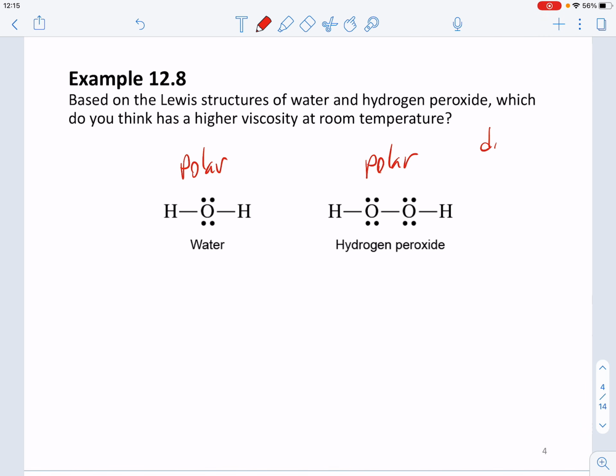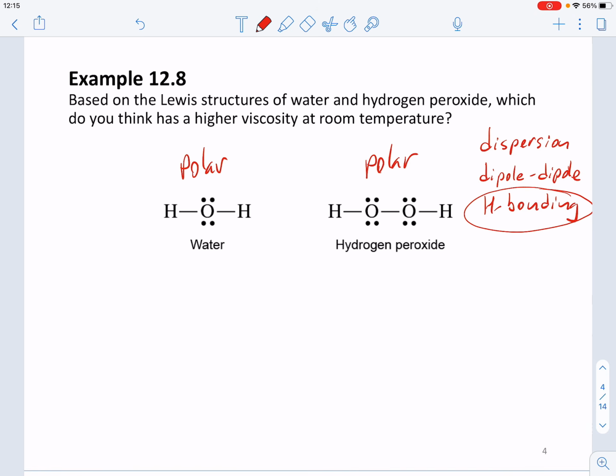So we have dispersion forces because they are molecules. We have dipole-dipole because they are polar molecules. And then we have hydrogen bonding because they meet all the requirements for hydrogen bonding. So we agree that in this particular case, hydrogen bonding would be the strongest intermolecular force, no matter how you look at it.